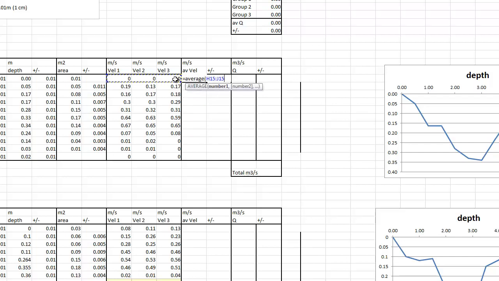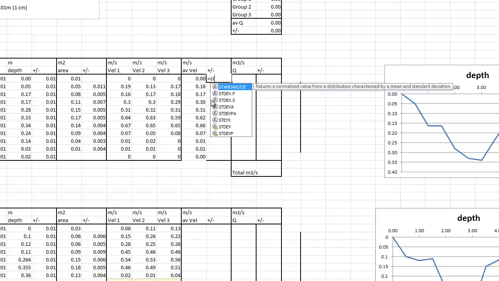It's the average of these three numbers. And copy that down. So you've got your average velocity. The error on your average is the standard error of the mean. So in order to get that, we need to do the standard deviation. It's not standard deviation P, it's just standard deviation, because these are a sample of all the possible measurements you could have made.